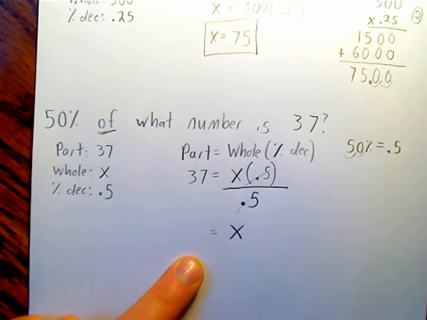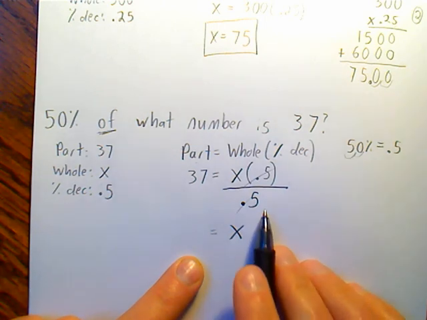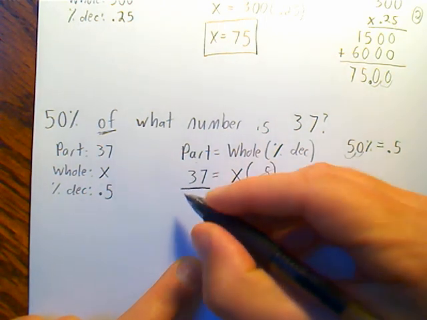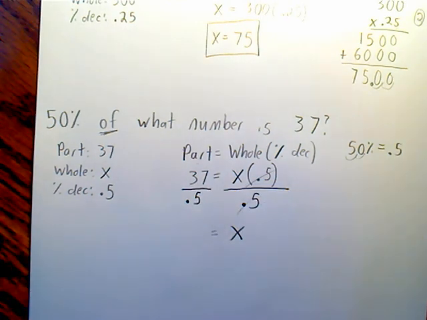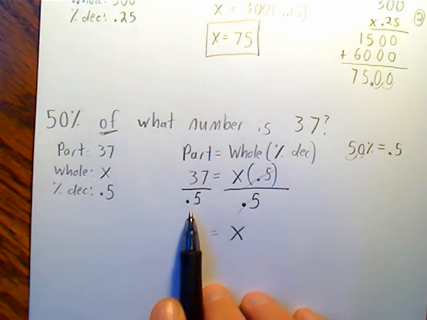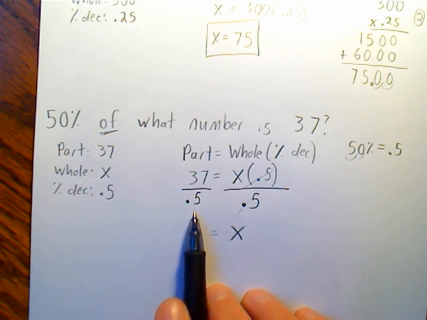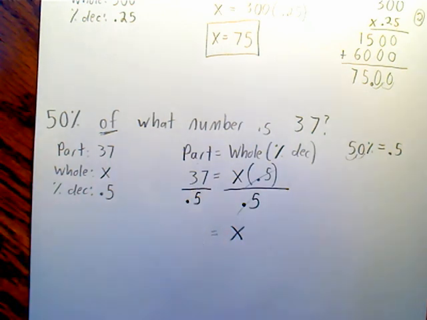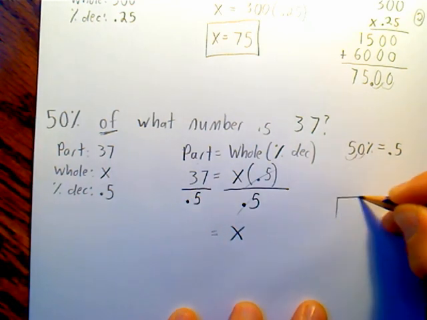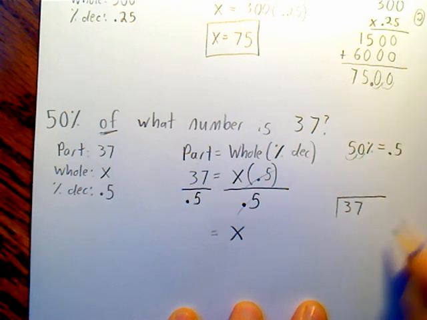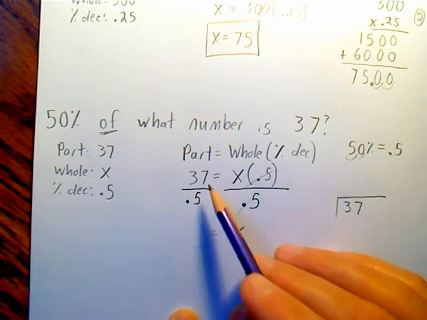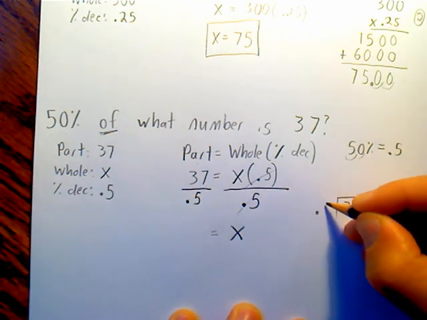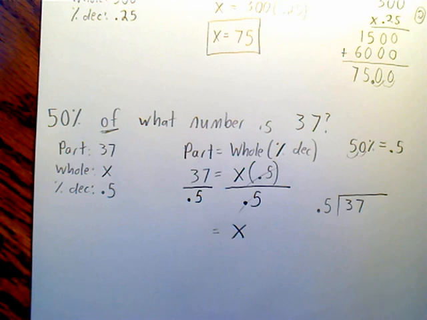x all by itself. But if I divide by 0.5 on the right side, I got to do the same thing on the left. So I'm dividing by 0.5 on the left side. So now this turns into a division problem. And remember, when we're dividing, the top number always goes inside the box. So the 37, notice I gave myself a little extra room here. I'm going to come back to that in a second. 37 goes in the box because it's on top, and 0.5 goes on the outside.